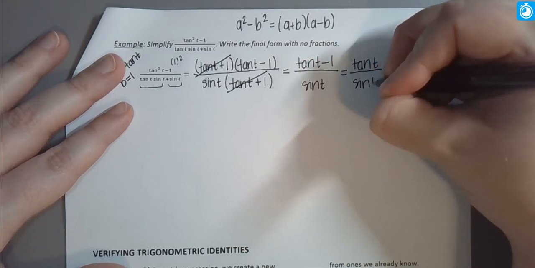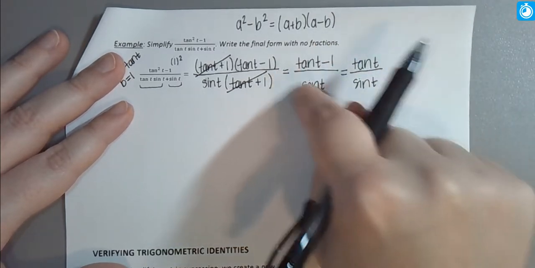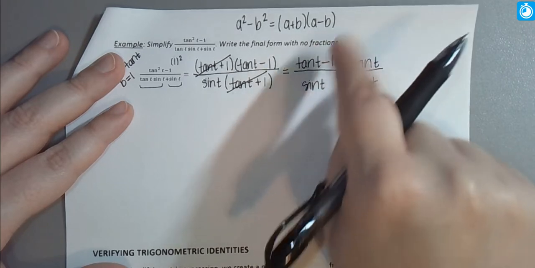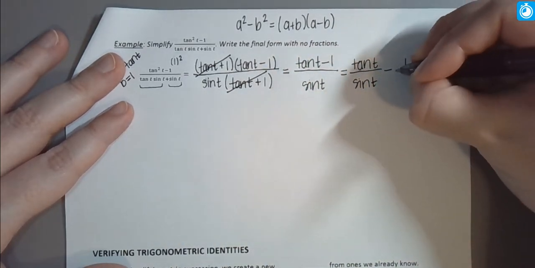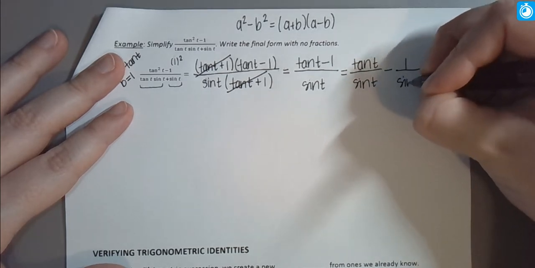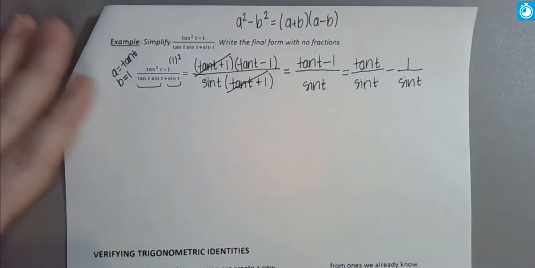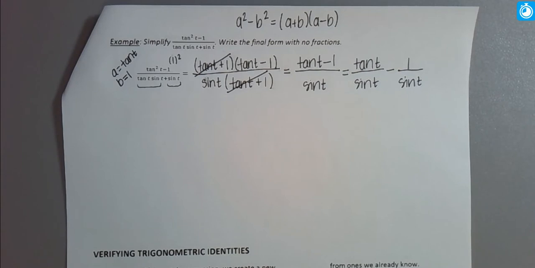Well, why does that help us? Well, we can't do anything with it in this form. Nothing reduces. You can't cancel anything out because there's no common factors. But if you can split it up into two separate fractions, you may be able to work with each individual fraction, and if you can take each of those and simplify them in such a way that the denominator goes away, then you meet the goal of writing the final form with no fractions.